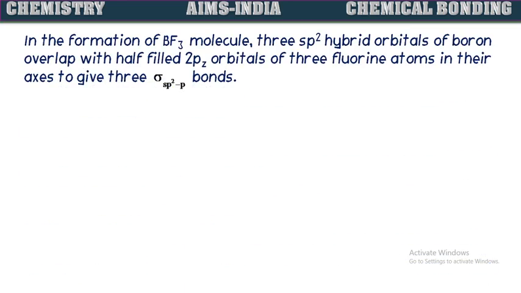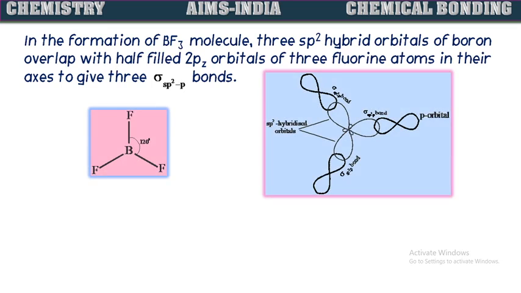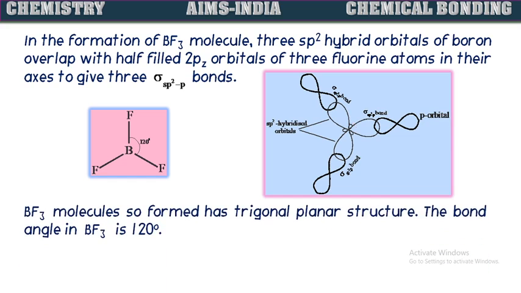In the formation of the boron trifluoride molecule, three sp2 hybrid orbitals of boron overlap with half-filled 2pz orbitals of three fluorine atoms along their axis to give three sp2-p sigma bonds. So here boron has three sp2 hybridized orbitals. Each hybridized orbital overlaps with the 2pz orbital of a fluorine atom to form sp2-p sigma bonds. Three sp2-p sigma bonds are formed, hence the boron trifluoride molecule is formed.